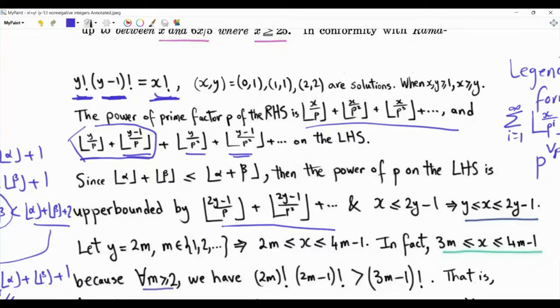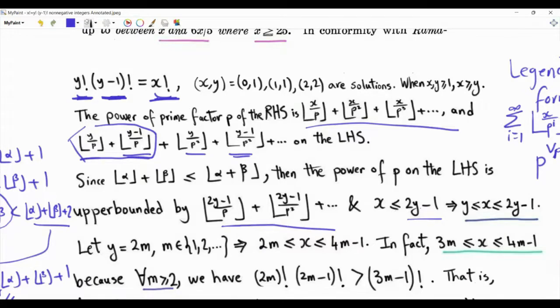But now thinking about the power of prime factor p on the right and left-hand sides, we obtain that also x must be less than or equal to 2y minus 1. Because if x is greater than this quantity, then the power of prime factor p here on the left-hand side will exceed the power of prime factor p on the right-hand side. And we will not have equality, right? If you have two integers equal to one another, then basically they have the same prime factorization, and the powers of the primes should be the same.